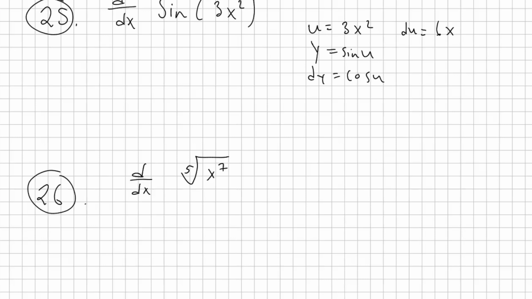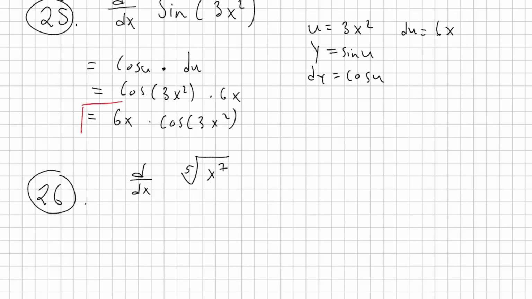So now let's put everything together. It's going to be your cos u times du. So it's going to be cos of 3x squared times 6x, which I can just bring in front, so it becomes 6x times cos of 3x squared. So that's what I have for this question as the final answer.